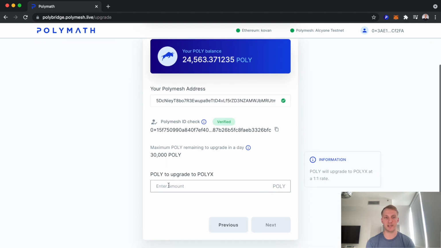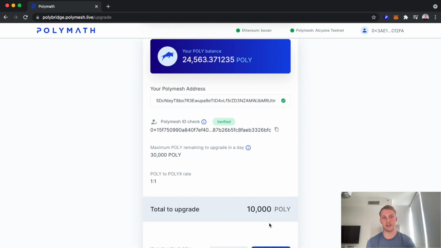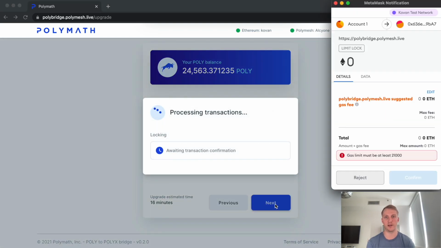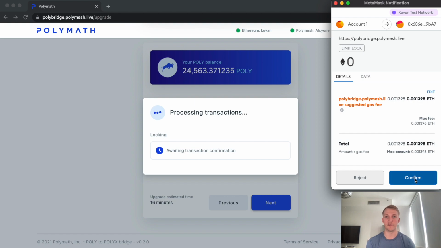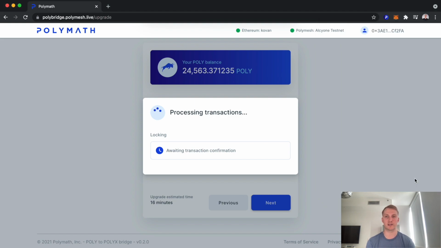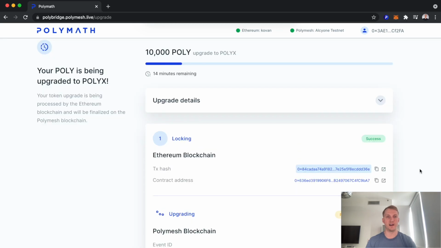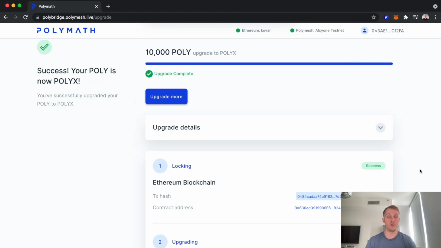I used my MetaMask wallet for this. You can see I'm going to upgrade 10,000 Poly. You can see there's a 30,000 Poly limit there. That's just on testnet. That limit will not exist on mainnet. I'm confirming this transaction here with MetaMask. So I'm locking the Poly on the Ethereum side of things. And then, sped up for TV for this presentation, we'll see that this transaction does not take very long. And now I have my PolyX on Polymesh. I've upgraded my Poly to PolyX.